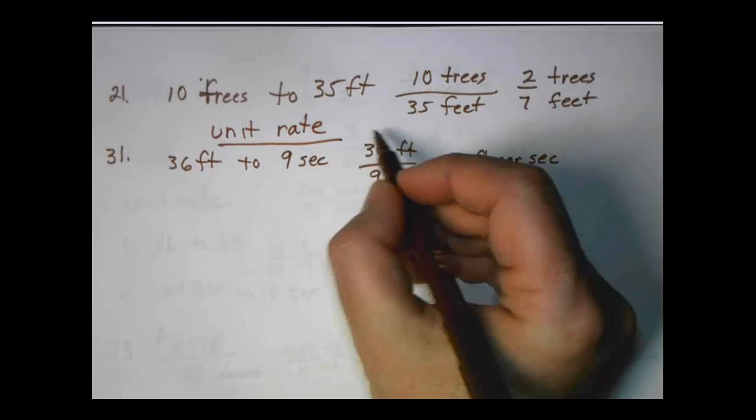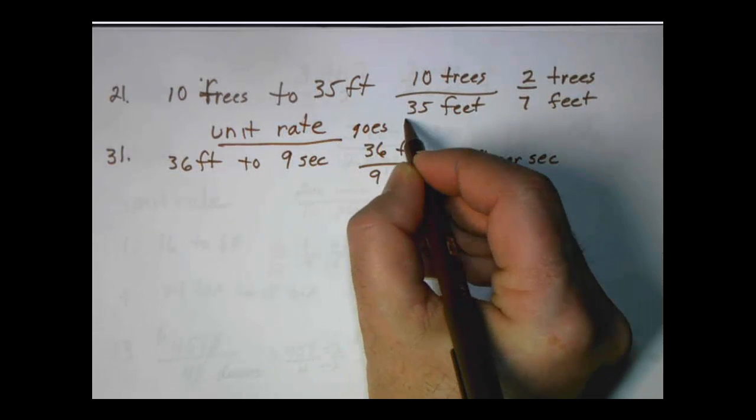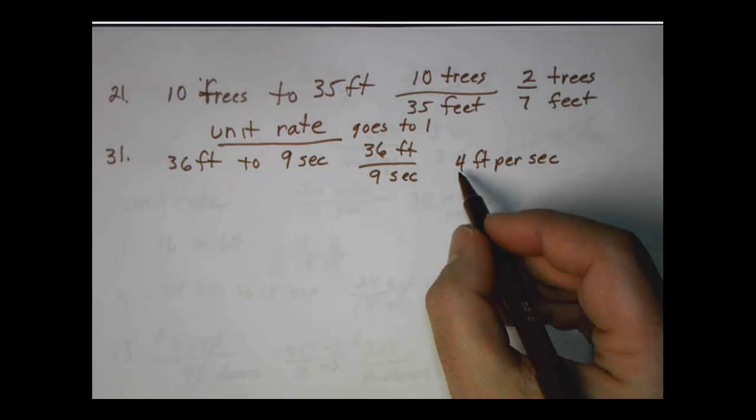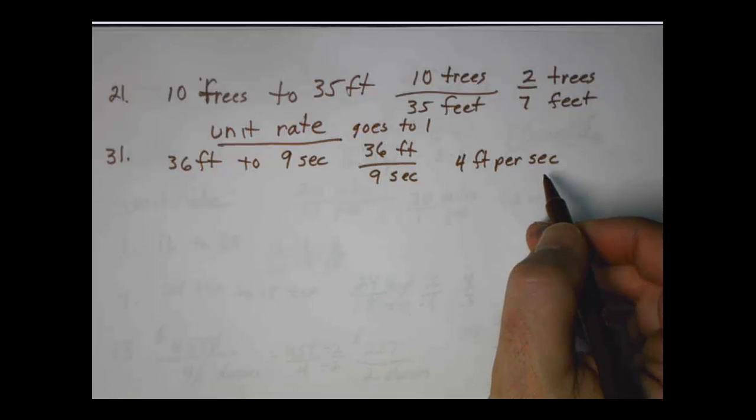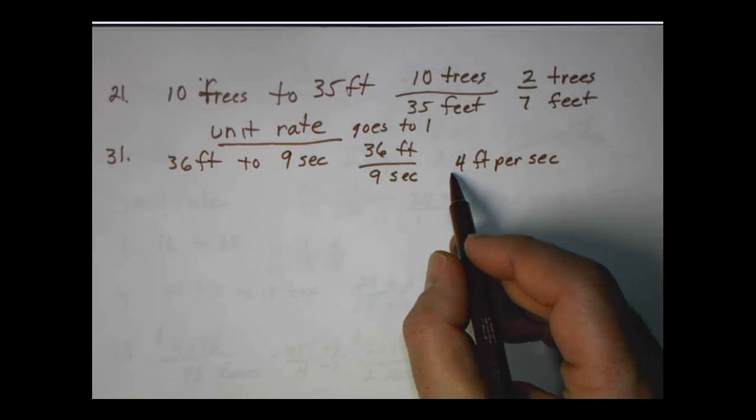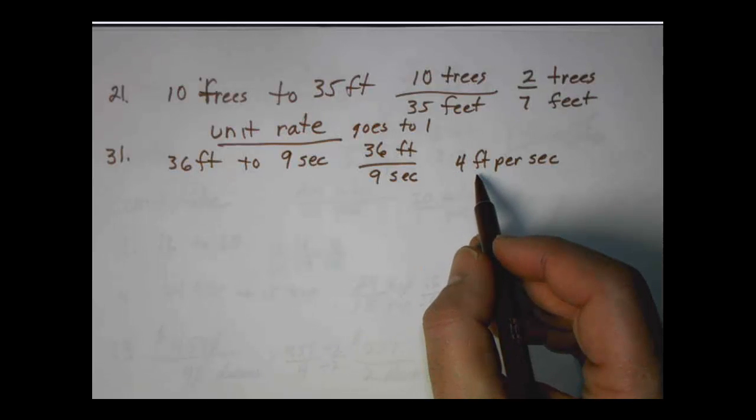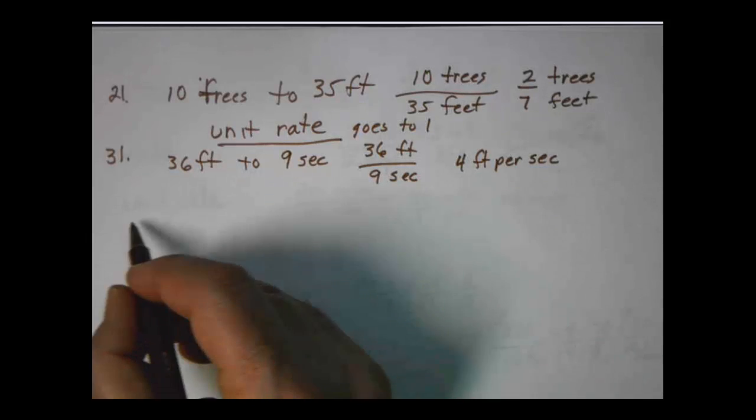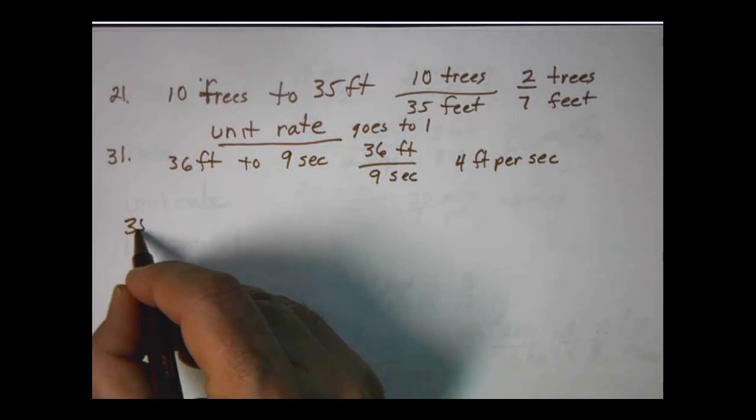Okay, unit rate goes to 1. Alright, so it's always to 1. So this is 4 to 1, or 4 feet per second. Because that's how we would normally say it. We don't say 4 feet to 1 foot per second, we would just say 4 feet per second. Okay, so what if we have one that doesn't work quite so easily?